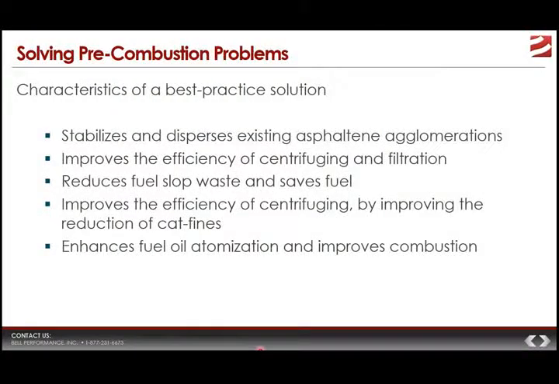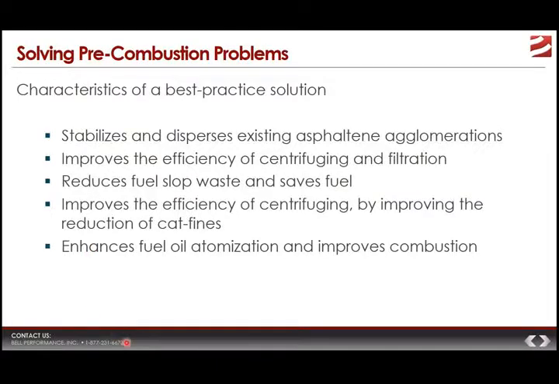So how do you solve these pre-combustion problems? We've gone through a lot of them. This is where we have to consider, what do you do about them? Well, there are solutions that will address most, if not all, of these problems. The characteristics of what we would call a best practice solution: if you were a marine fuel user and you recognized that you had these problems, and you said, I'm going to look for a solution, the question is, what are the characteristics that you're going to be looking for? Well, you're going to be looking for these kinds of things.